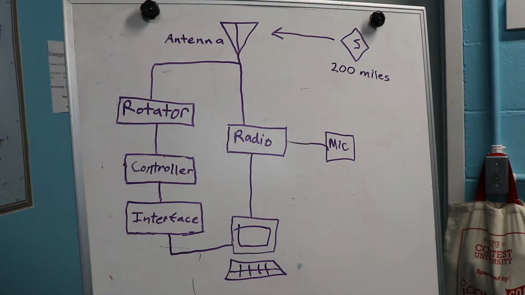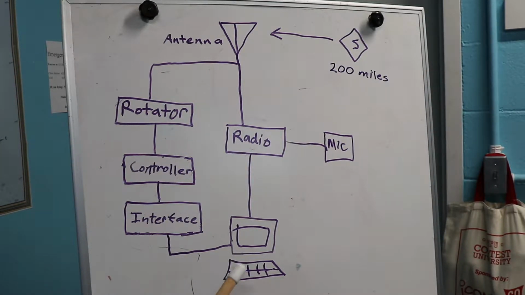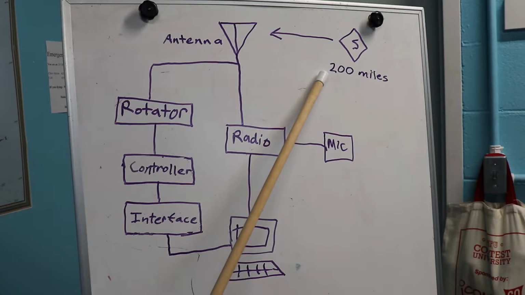To start things off, we have a diagram of all the components we'll be using to make contact over the satellite. First, we have the computer, which will be controlling the position of the antenna and the frequency the radio is using to contact the satellite. The satellite will be moving and changing its position in the sky. The antenna will have to change position also to track the satellite.